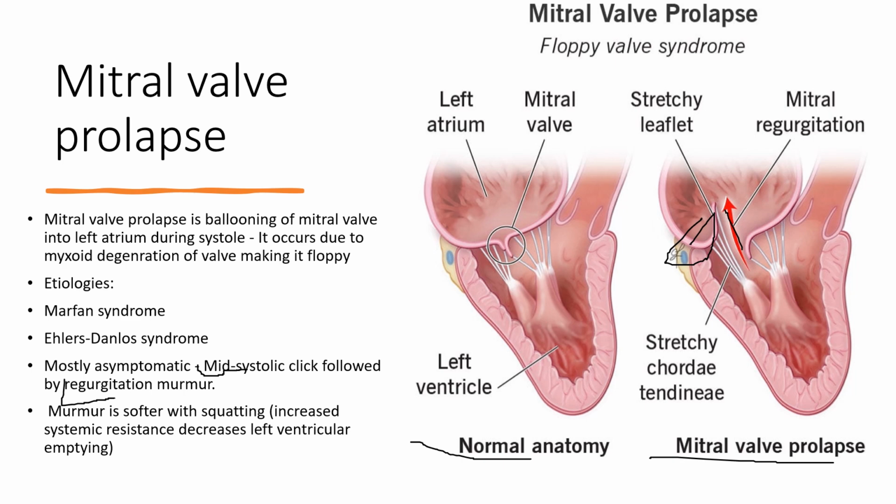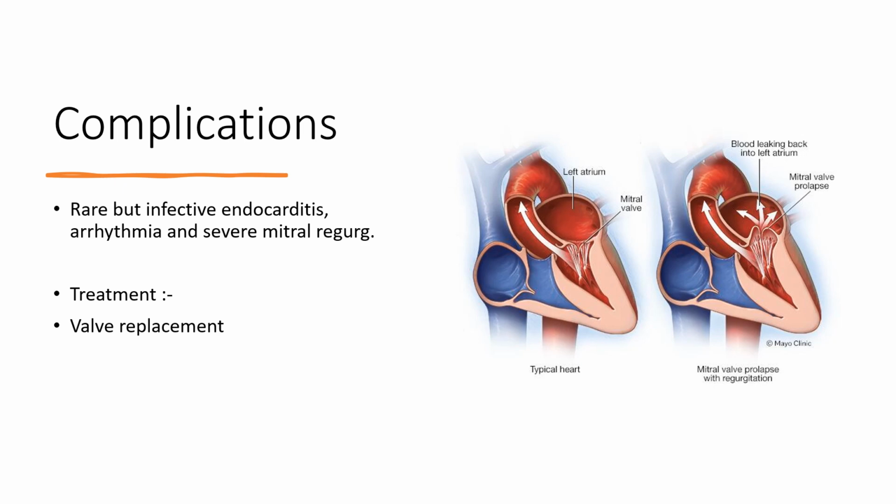Squatting basically increases the resistance and also decreases the left ventricular emptying. Complications are rare, but include infective endocarditis, arrhythmia, and severe mitral regurgitation. As the valve is going into the left atrium during systole, the blood will come into the left atrium during systole, causing mitral valve regurgitation. The treatment is valve replacement.